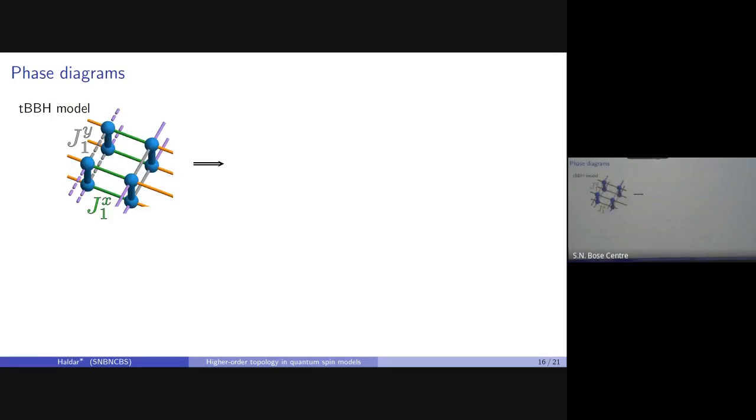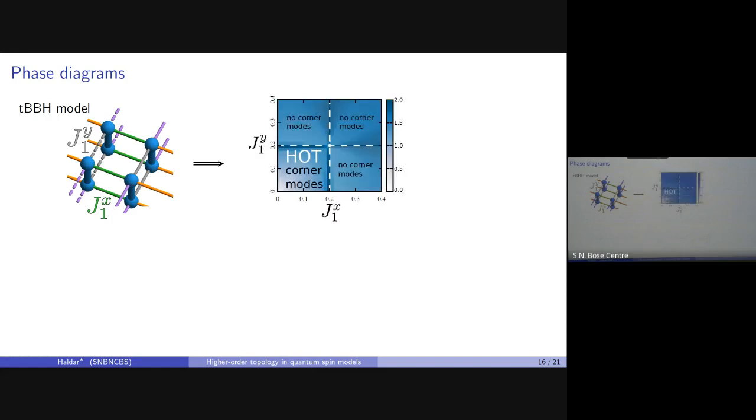Now let's talk about the various phases that you obtain by tuning parameters in our model. Let's consider the TBBH or the Kripton BBH model. The parameters for these models are the exchange interaction strengths along the x and y directions, written as J1x, the green interaction strengths, and J1y, the dashed gray ones. If you modulate those in that plane, you find that when both J1x and J1y are less than a certain critical value, 0.2, you have a higher order topological phase, which shows corner modes. But the other three quarters do not show corner modes. We'll talk about these other three quarters further, but for now this is the typical case for this model.